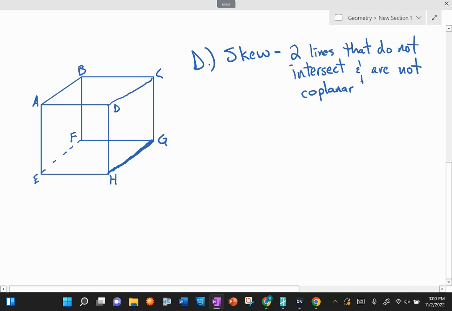You gotta write the name on the line. Plane right here, plane right here, plane right here, plane right here. Okay, so you're looking for two lines that are not on the same plane. Basically, as long as they don't share a square, you're okay.